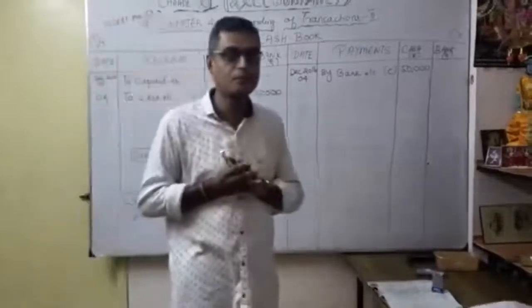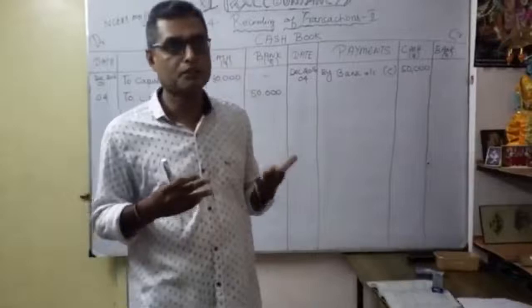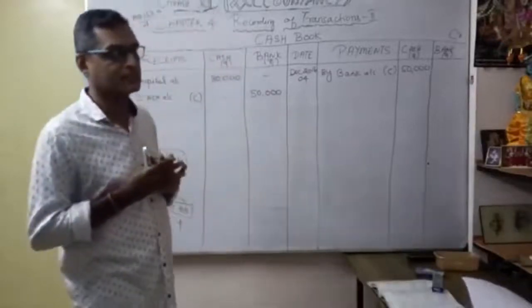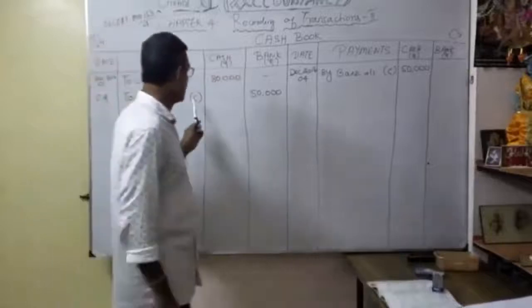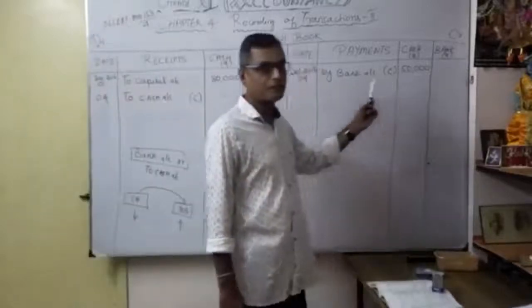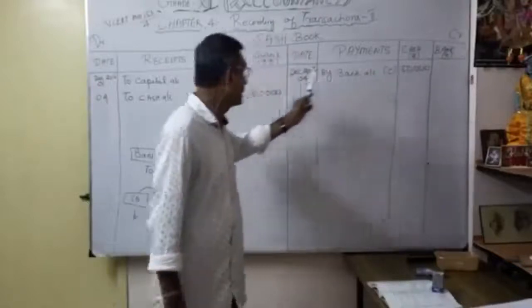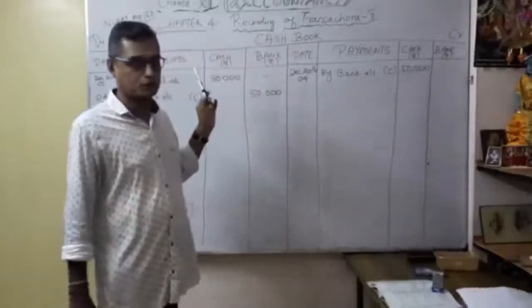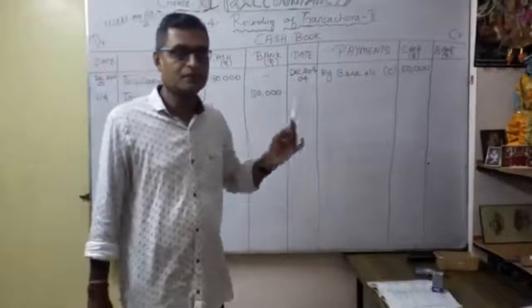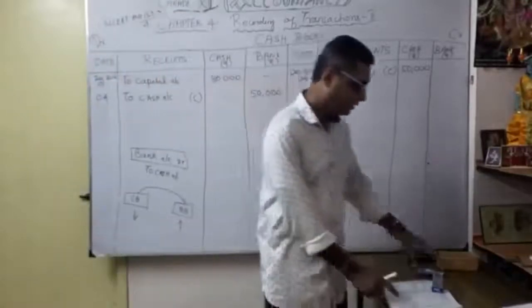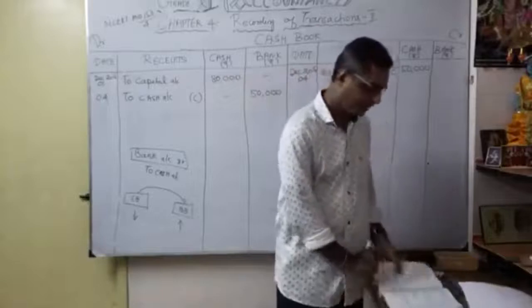Should be very careful: for cash deposited into bank or cash withdrawn from bank, the two entries are considered together, and it is called a contra entry. That's why you have to mention contra entry. Simultaneously, I have given the effect in the cash column and the bank column. Now understood. That is a very, very important entry. That's why this is called a contra entry. Now understood the second very important transaction.